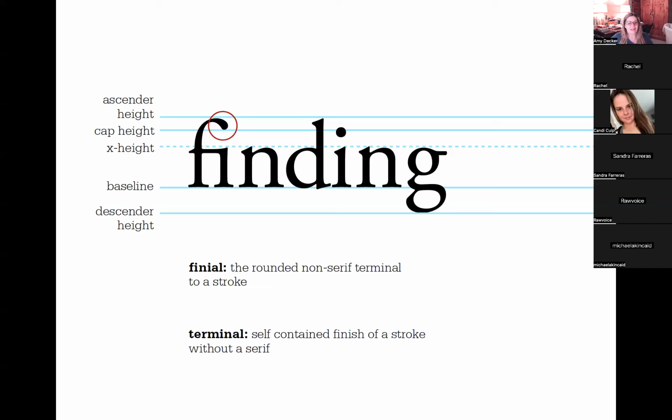Finial: the rounded non-serif terminal to a stroke. And then there's a terminal, which is the self-contained finish of a stroke without a serif. These two terms are used interchangeably. So you can use either finial or terminal in this case.